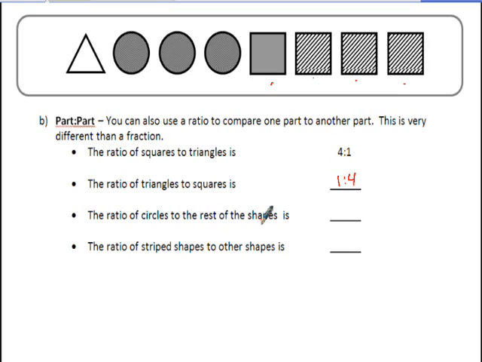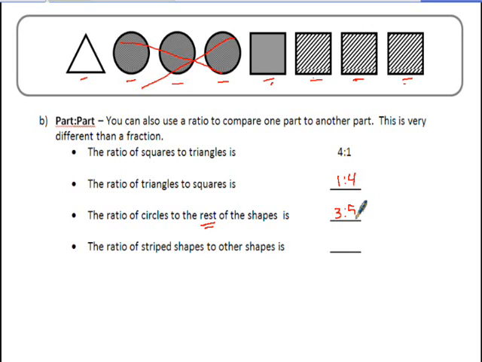The ratio of circles to the rest of the shapes. Now this is a question that often confuses people because it sounds a little bit like all. But when we say all of the shapes, we mean the whole group. When we say the rest of the shapes, we need to take the first group out of it. So the ratio of circles to the rest, circles are 1, 2, 3. So 3 is our first term. And then to find the rest of the shapes, we don't count the circles again, but count everything else. 1, 2, 3, 4, 5. So the ratio is 3 to 5.